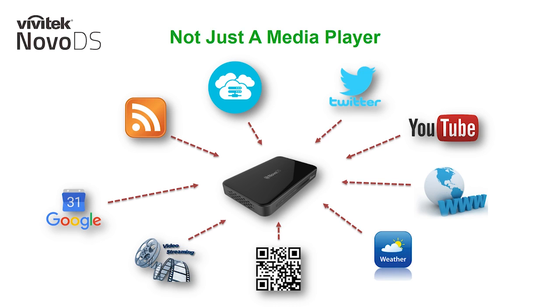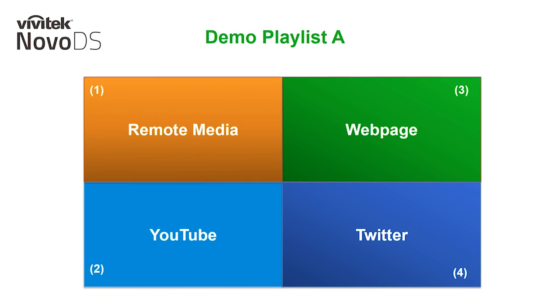In this webinar, I'll illustrate the use of these features by making a few playlists for you from scratch, showing you how easy it is to create and leverage the power behind the NovoDS platform. Let's say I want to make a playlist that splits the display into 4 quadrants. In each quadrant, I want to have the following online media. We will call this Demo Playlist A. I'll navigate the creation of this playlist inside the NovoDS Studio software for you to follow along.